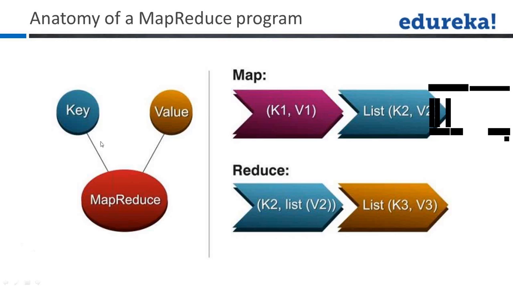Is that clear, guys? Just give me 1 second. I want you to look at this. I'll explain what this list K2V2 is, what K2 and list V2 are, and what list K3V3 is. These are the 4 steps which we have, and I will explain them. I want you to just keep this in your mind.